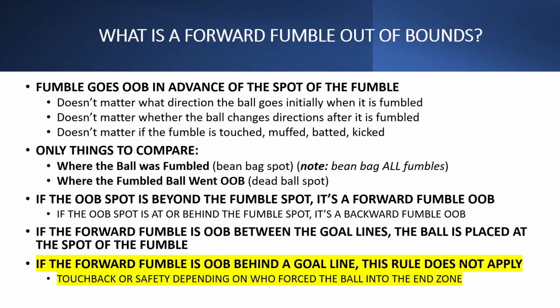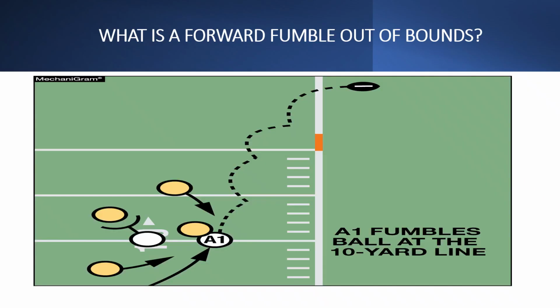If the forward fumble goes out of bounds behind the goal line, this rule does not apply. The result will either be a touchback or safety, depending on who forced the ball into the end zone. So in this diagram, Team A is hit and fumbles at the B10, and the ball goes into and out of Team B's end zone. Because Team A was responsible for forcing the ball into Team B's end zone where it became dead, this is a touchback. This is not a forward fumble out of bounds.